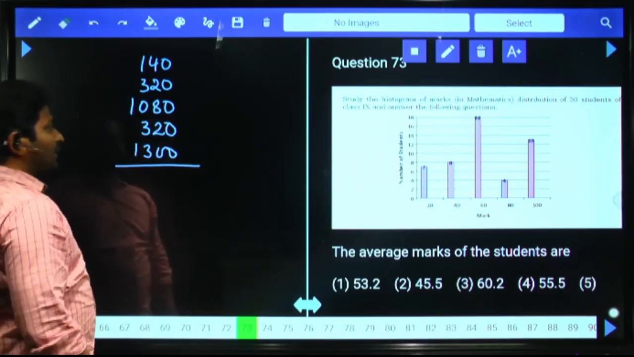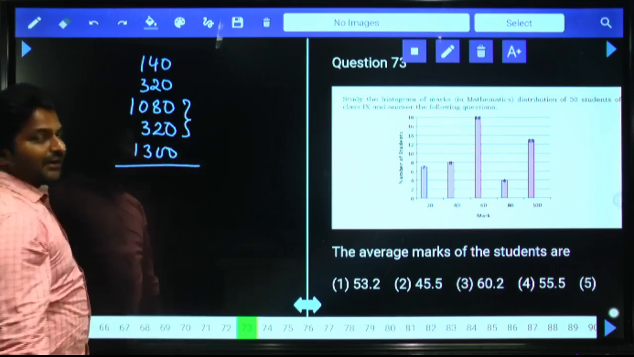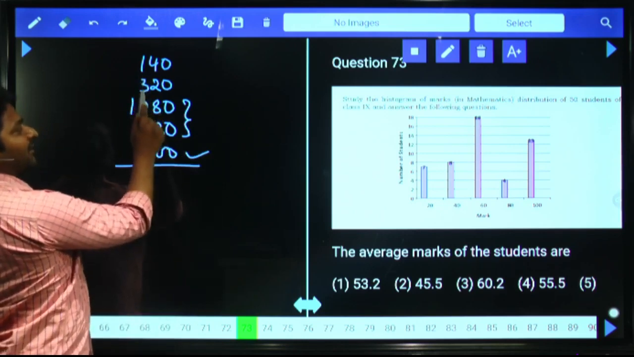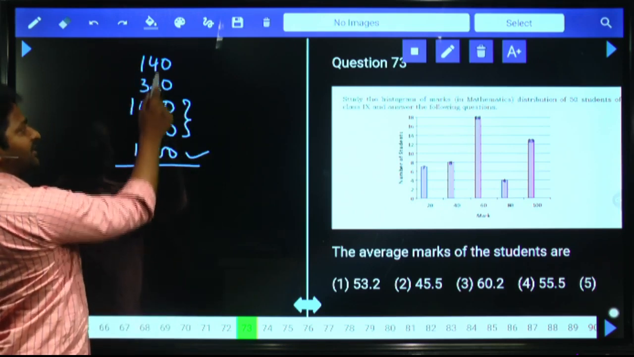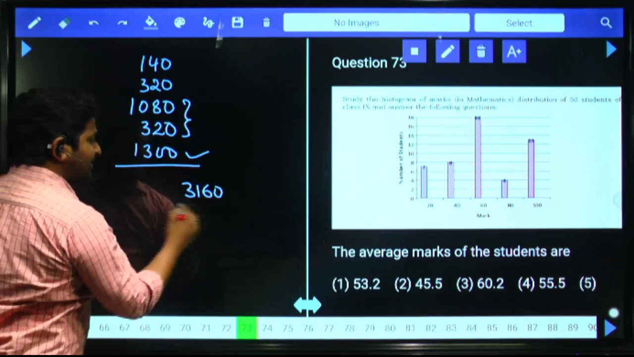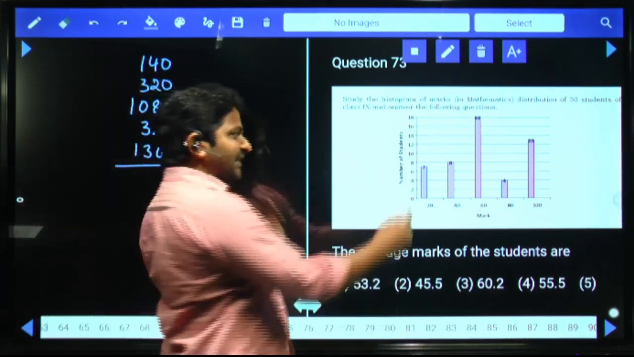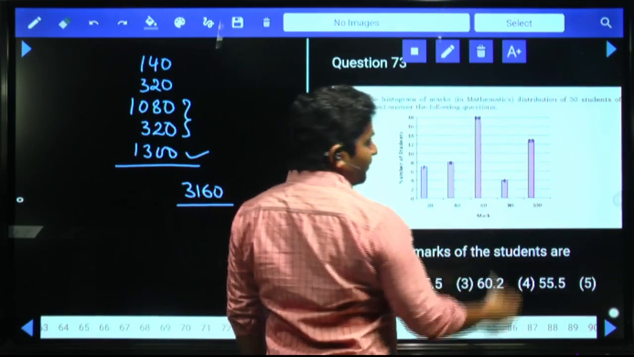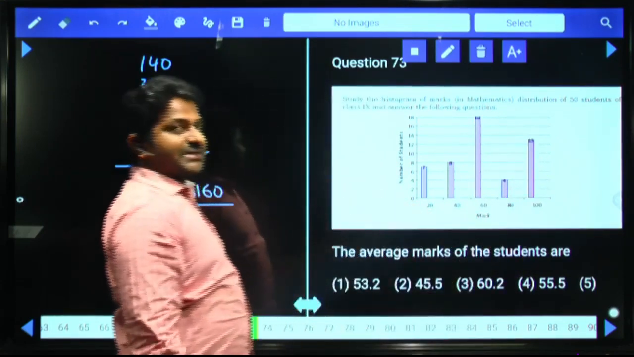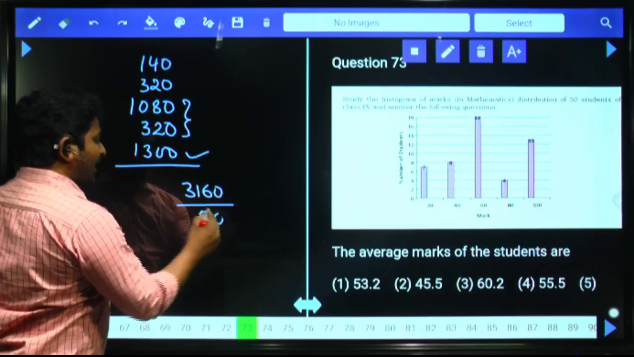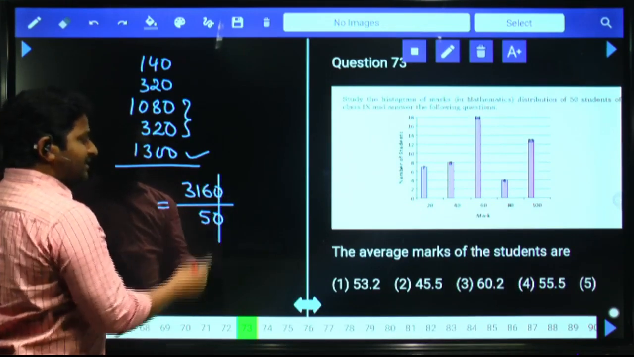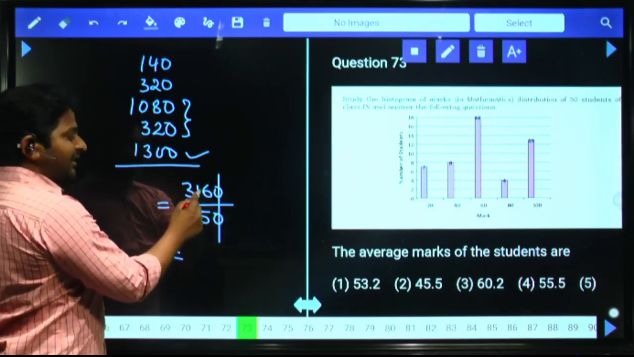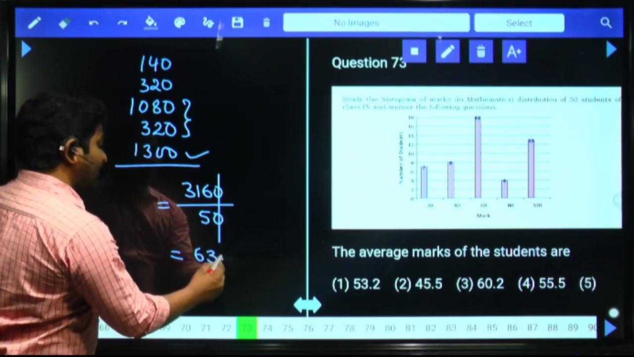Now when you add them, you'll get 1400, 1300, 2700. 2700 plus 300, 3160. These are the total marks obtained by how many students? 7 plus 8, 15. 15 plus 18, 33. 33 plus 4, 37. 37 plus 13, 50. So average marks is 3160 divided by 50. 0, 0 gets cancelled. 316 by 5, in the sense divided by 10 into 2. Divided by 10 is 31.6, into 2, 63.2.